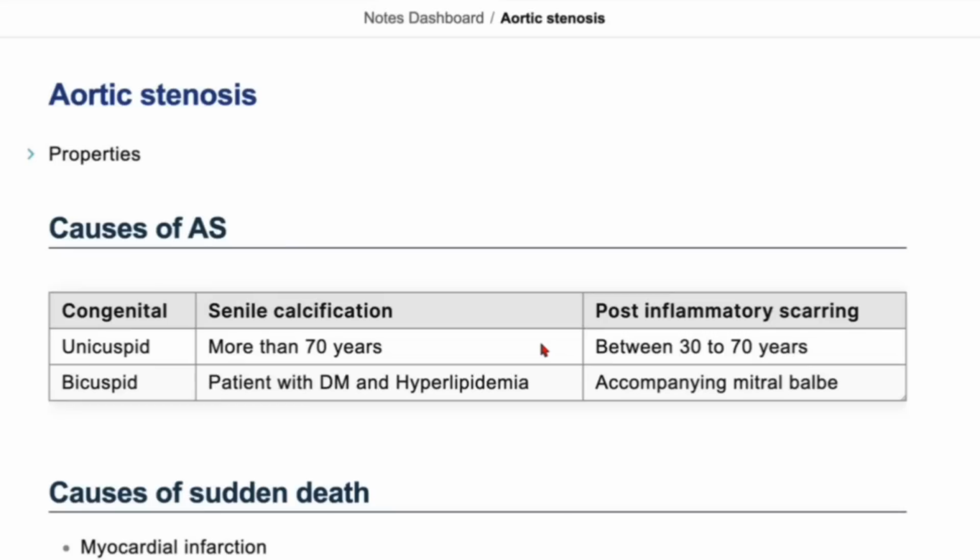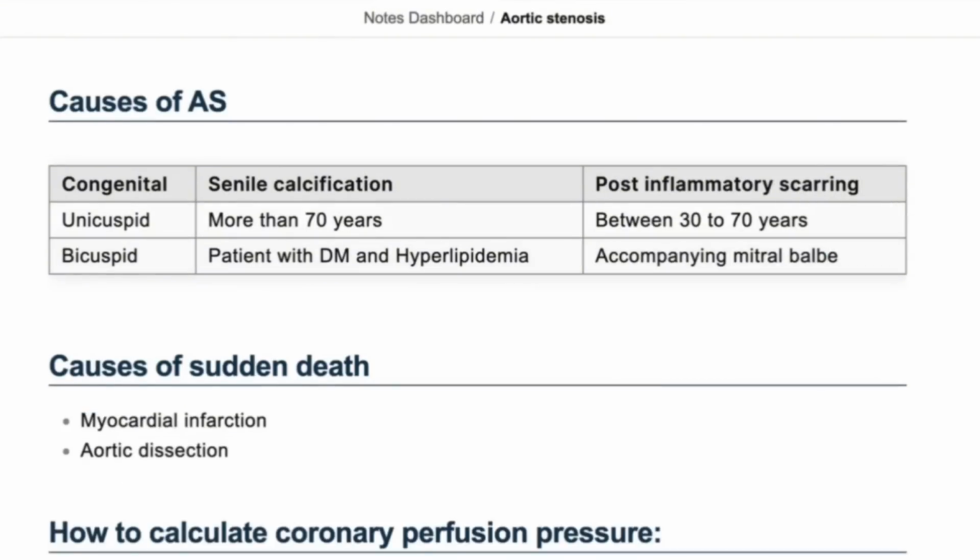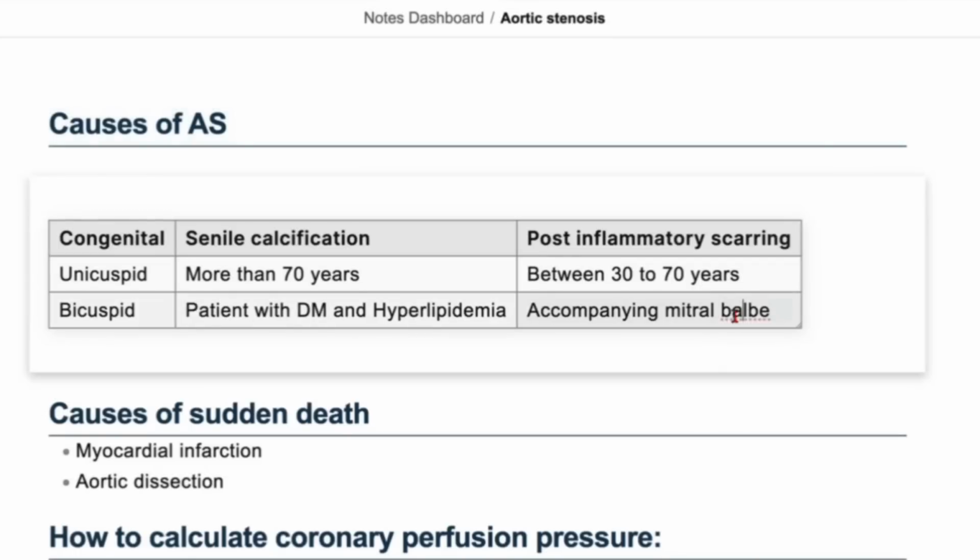Congenital could be unicuspid or bicuspid. Senile is more than 70 years, in patients with risk factors such as diabetes and hyperlipidemia. And post-inflammatory is between 30 and 70. This is usually the mitral valve, and it happens in patients with rheumatic heart disease. That's it. So you can definitely make this shorter.